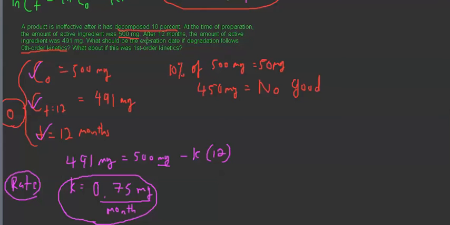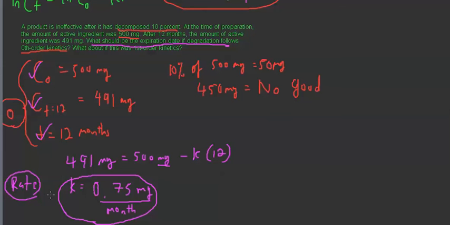What should be the expiration date? So what should be the expiration date if degradation follows zero order kinetics? So expiration date, time, right? That's another word for time. So if we do this in the recovery, now we just apply the same equation again.